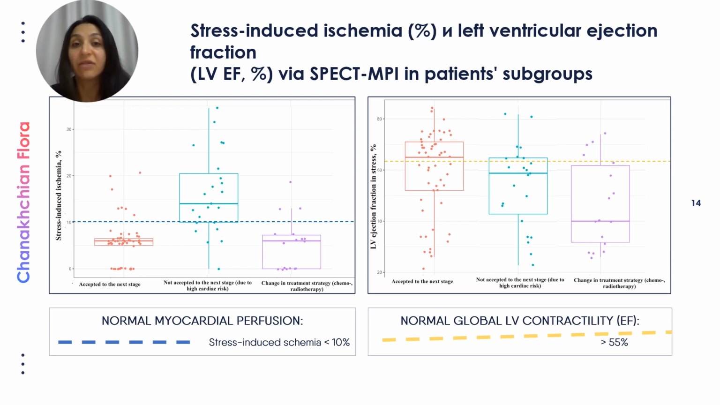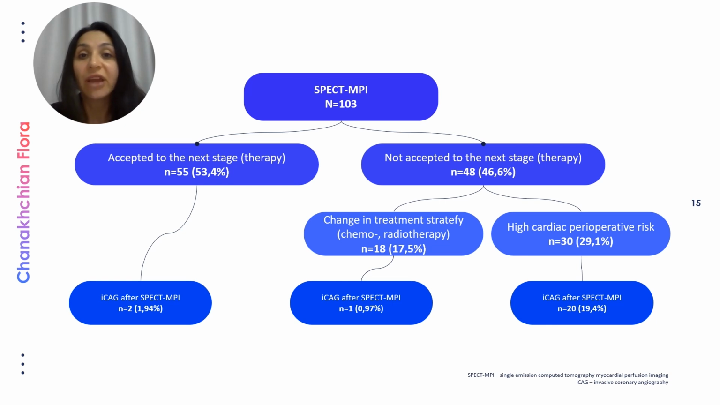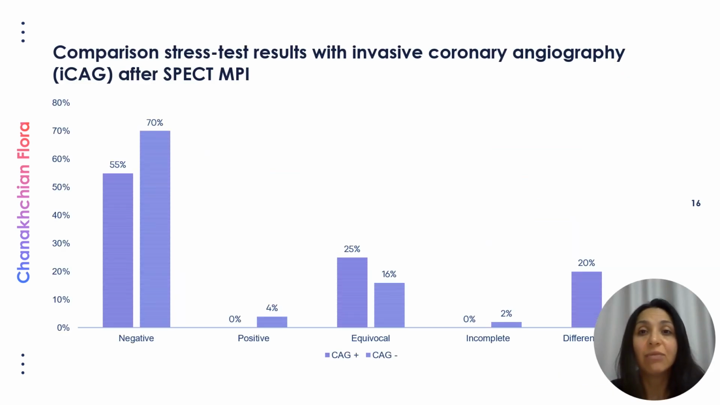Coronary angiography was performed in 23 patients. 20 of them had high cardiac perioperative risk according to myocardial perfusion imaging. We pay attention that even in patients with a negative stress test, the majority underwent coronary angiography. It means although the stress test in those patients was negative, there was a perfusion defect of the myocardium obtained by the nuclear visualization method, I mean myocardial perfusion scintigraphy via single photon emission computed tomography.